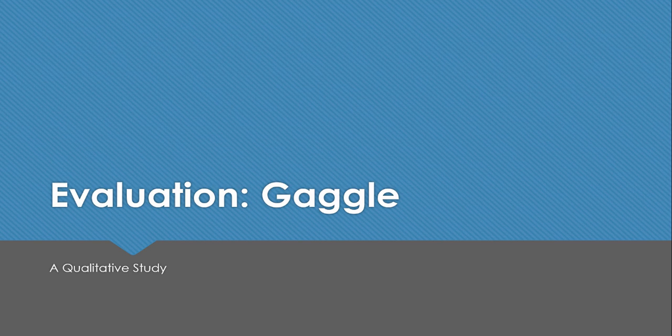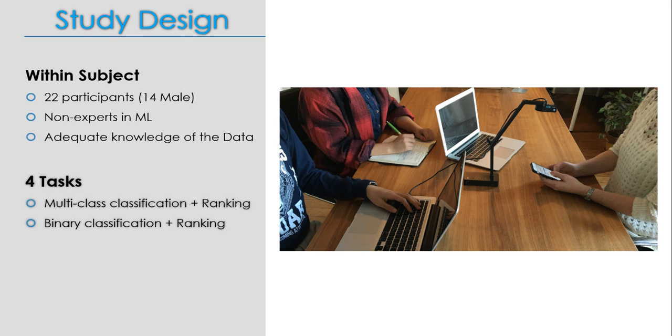We evaluated Gaggle to seek qualitative feedback from users. We conducted a within-subjects controlled lab study with 22 participants. All of the participants were non-experts in machine learning with adequate knowledge of the datasets used in the study. We asked them to perform 4 tasks: multi-class classification and ranking of the data, and binary classification and ranking. We used the IMDb Movies dataset and the Cities dataset for the study. The order of the tasks and the dataset were randomized to address learning effect.